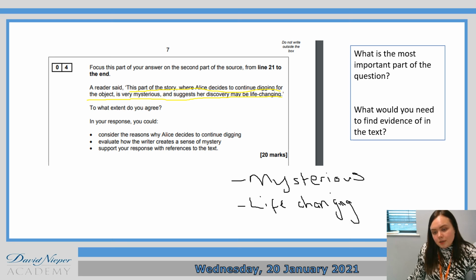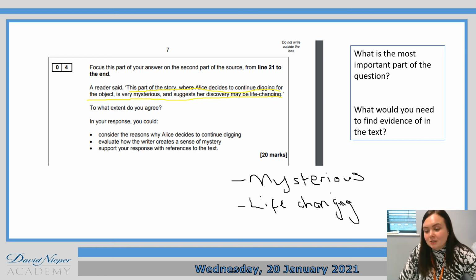So what I'm hoping you can see is that actually question 4 is worth 20 marks, but it gives you a huge amount of help in what it's actually asking you to look for. And all you've got to remain focused on is that statement. You've just got to keep in mind that that's what they're asking you to look at. That's what you need to be looking out for when you're analysing quotations.